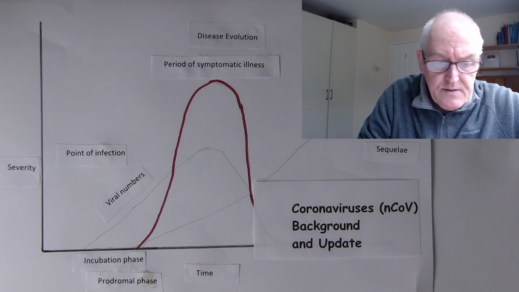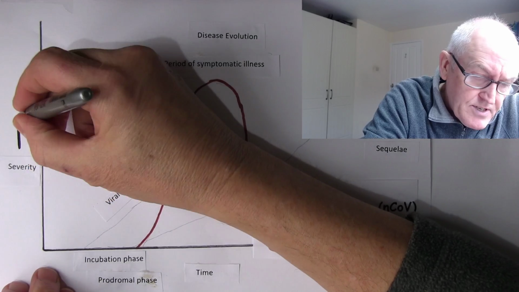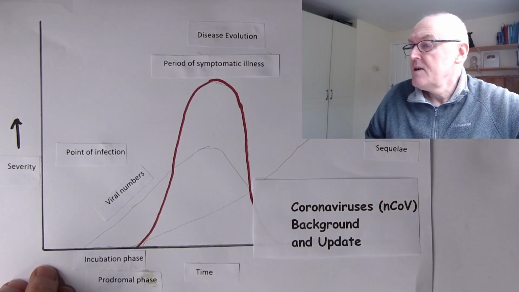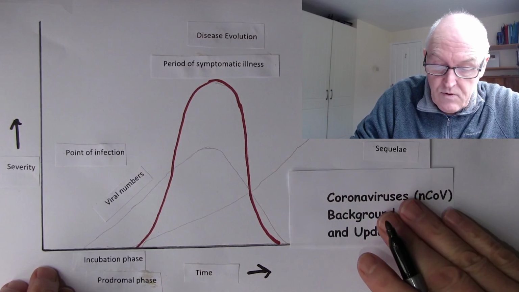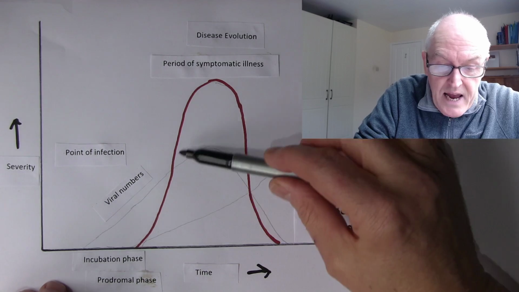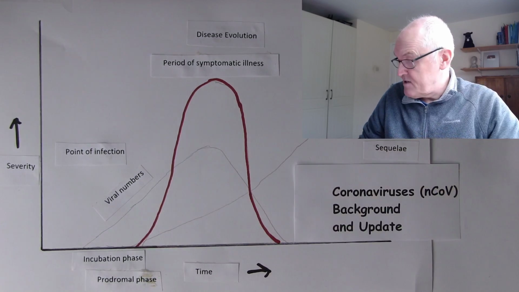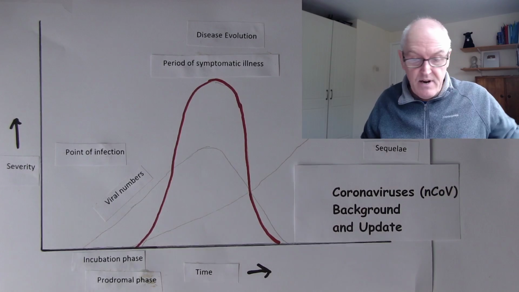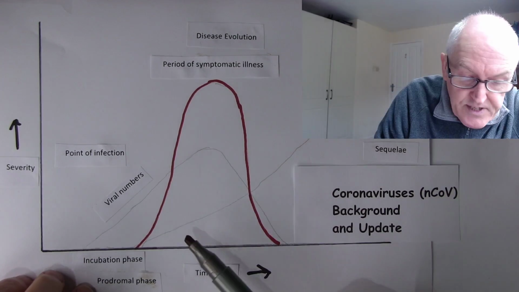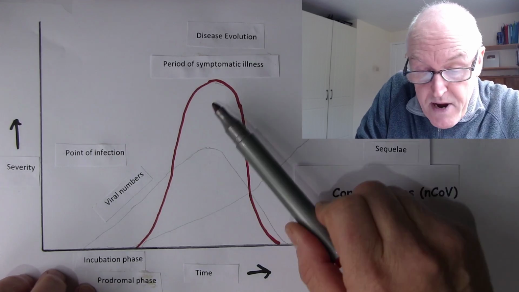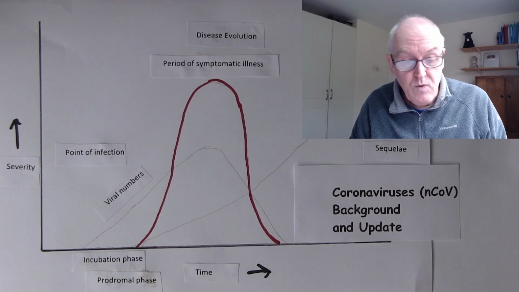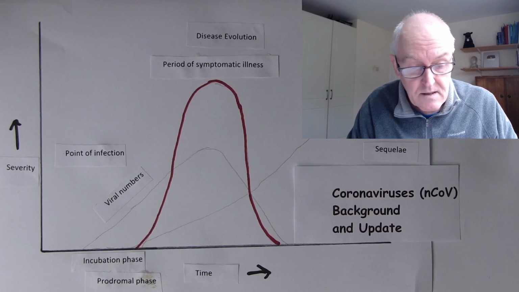So we're thinking about disease evolution. Now, what we have here on this axis, we have severity of the condition. On this axis, we have time. And this bit in red, this is the period of symptomatic illness. So everything in this bell curve is the period of symptomatic illness, when the patient actually feels ill.